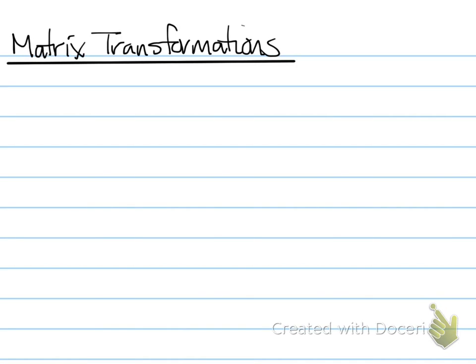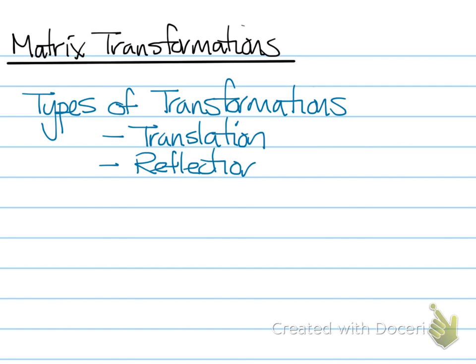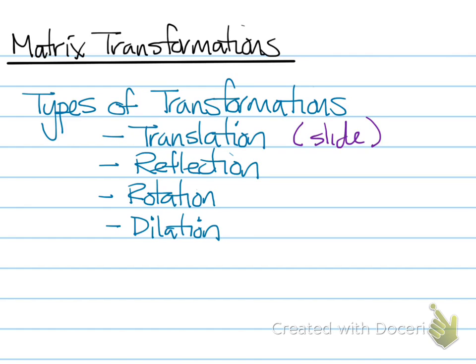Today's lesson is on matrix transformations. There are a few different types of transformations. You have translations, reflections, rotations, and dilations. Translations are also commonly referred to as slides. Reflections, you are flipping the figure across some line. And then rotations, you're turning it about some fixed point.